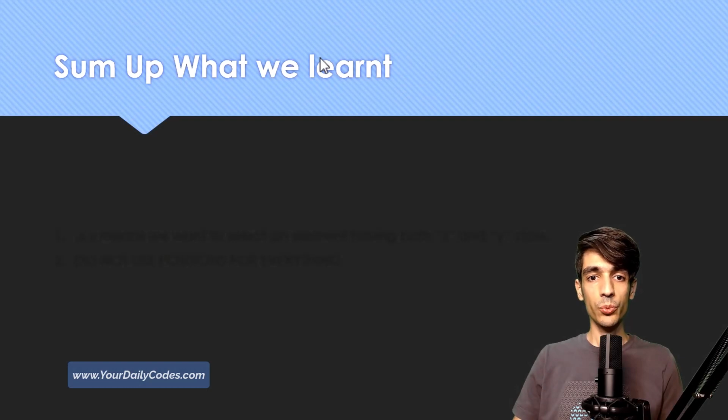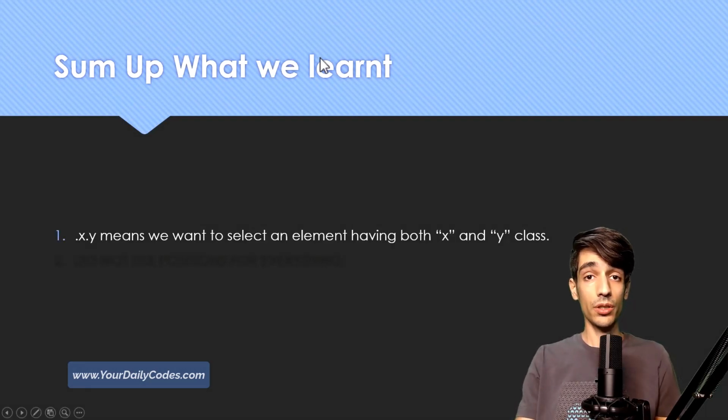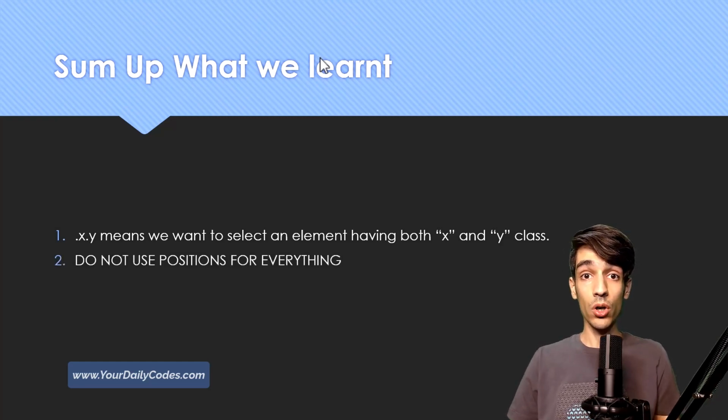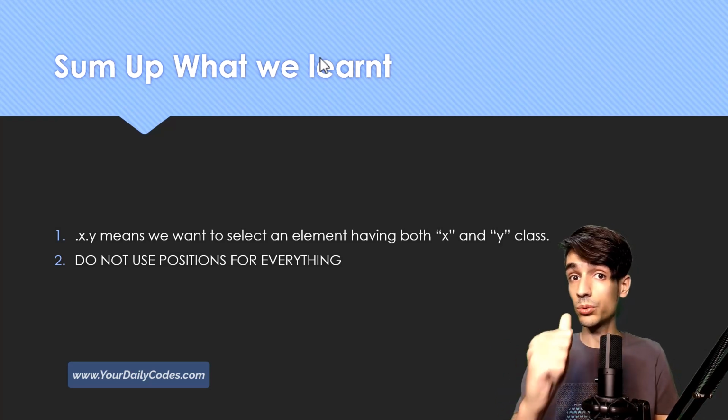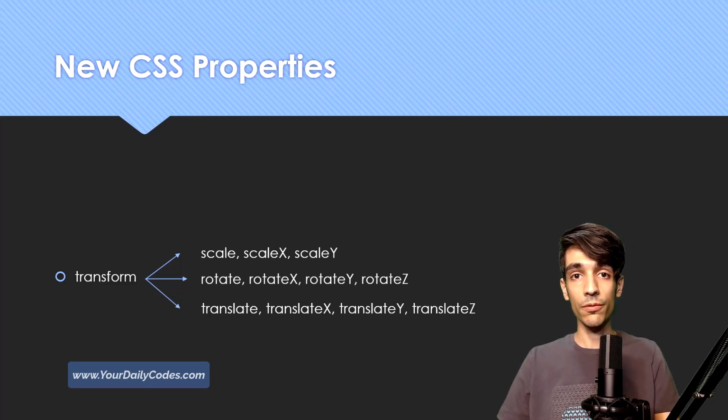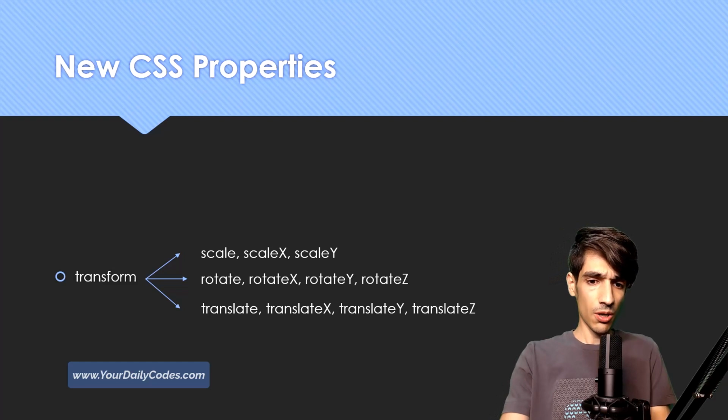So if we sum up what we learned, the first thing was that we can use .x.y, and it means something that has both the x class and the y class. It has to have both of them. And once again, in uppercase, screaming: do not use positions for everything. Do not forget that. And the new CSS property that we learned was transform, and it has so many different functions, and some of these functions receive one argument and some of them receive more than one argument.